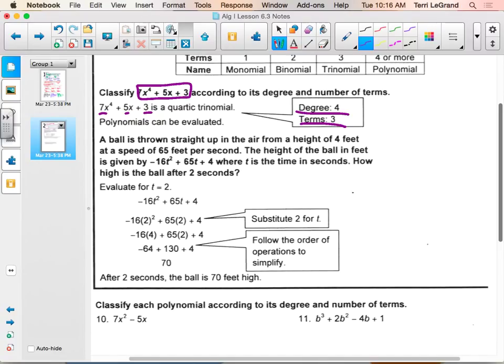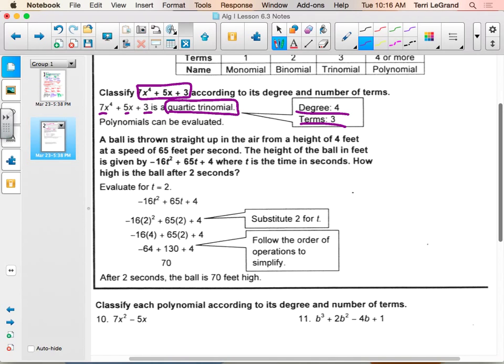Now we decide what its name is. And they've already done it for us. They say it is a quartic trinomial. Quartic why? Because it's a 4th degree. Trinomial why? Because it has 3 terms.